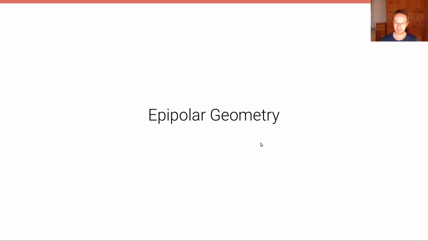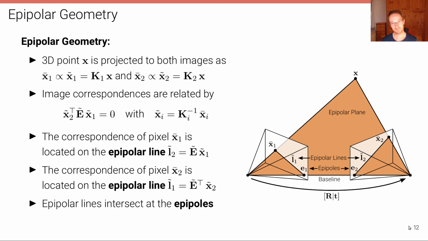Now, something that's really important for performing dense stereo reconstruction is that we know the epipolar geometry. And that's what we have discussed already in the last lecture. And let me just recap that with a single slide. So here on the right is an example of an epipolar geometry where we have the epipolar plane that is connecting the 3D point projected onto both of these image planes.